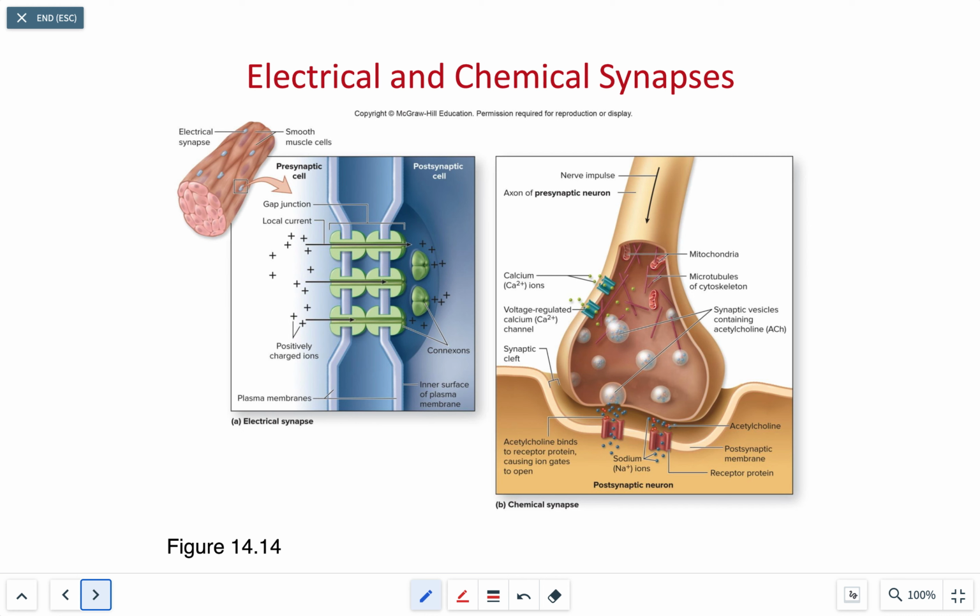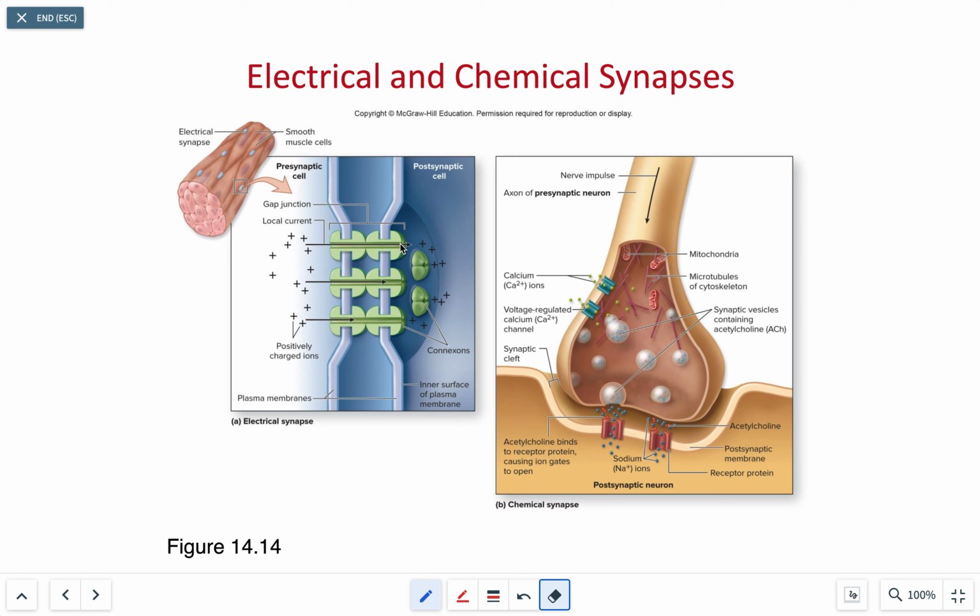There are two different types of synaptic communication. The first one we'll talk about is the electrical synapse. We're going to be dealing with plasma membranes. So here on the postsynaptic cell, we have the plasma membrane, and on the presynaptic cell, we have a plasma membrane. And the plasma membranes of the pre and the postsynaptic cells are bound together by these structures right here. These are the connexons. So we can see one here and one here.